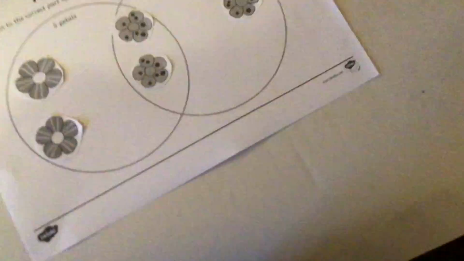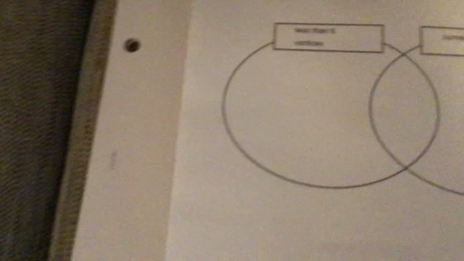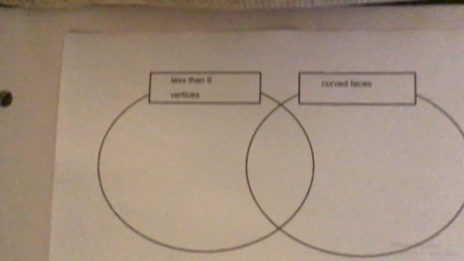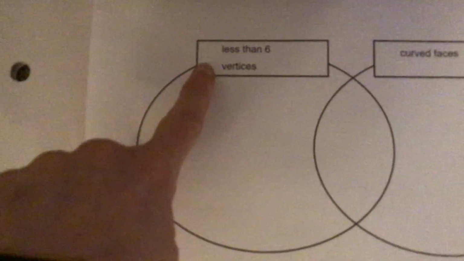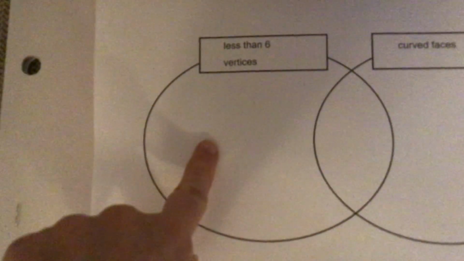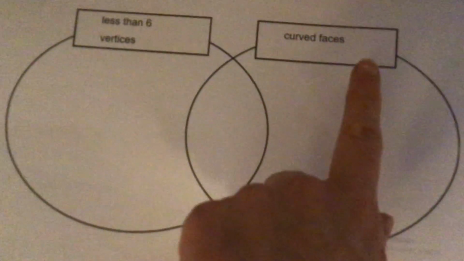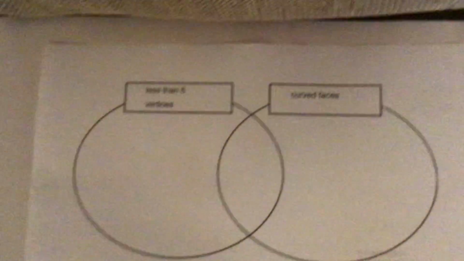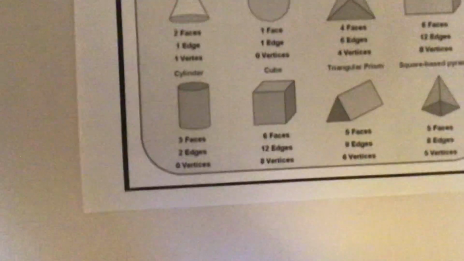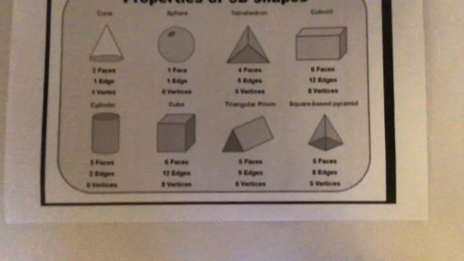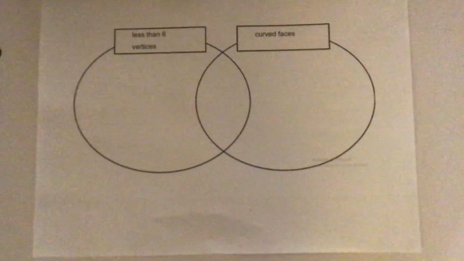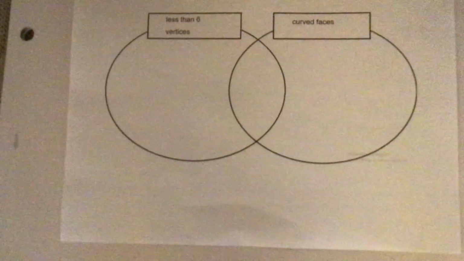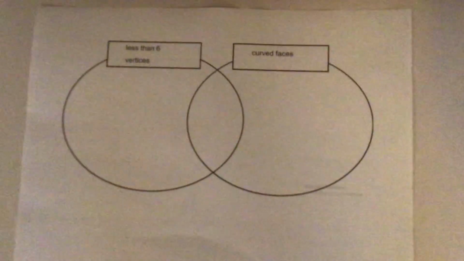Right, so let's look at what you're going to do with your Venn diagram. Yours looks like this. Your 2 criteria are less than 6 vertices in this circle and curved faces in this circle. And the shapes that you've been given to sort are these here. Okay, so I'll just quickly show you maybe 1 or 2 with the actual shapes. Okay, let's start with this shape.